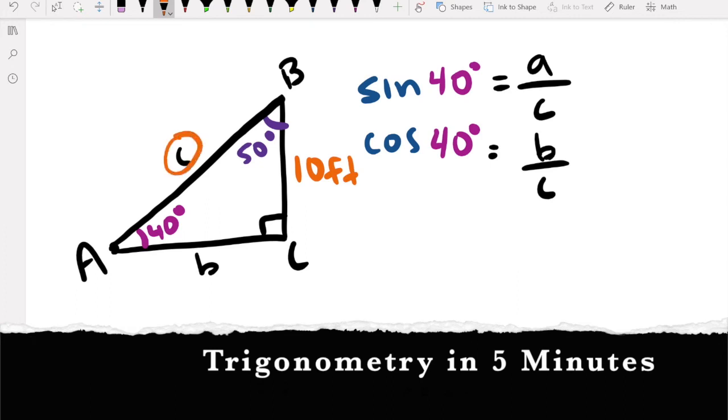You can find side length C by doing sine 40 degrees equals A over C, and instead of A, you put 10 feet. And you can solve this for C. This is a basic algebra problem. Again, sine of 40 degrees is just a number, and then you solve for your variable C, and you can calculate that hypotenuse. So you use trig to find missing side lengths of a right triangle. This is one use of it.